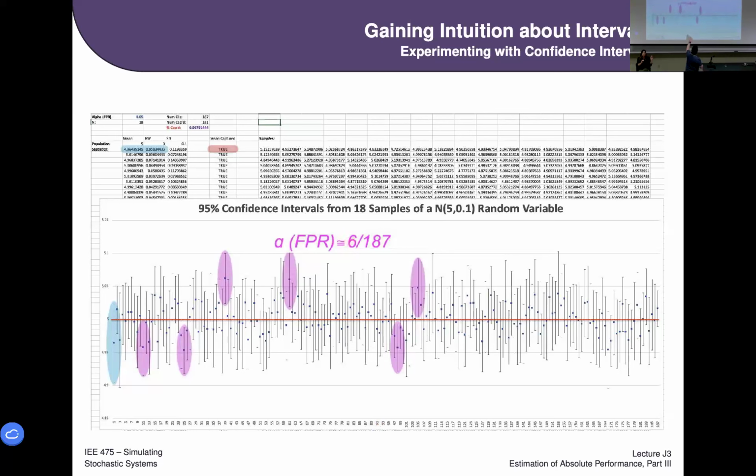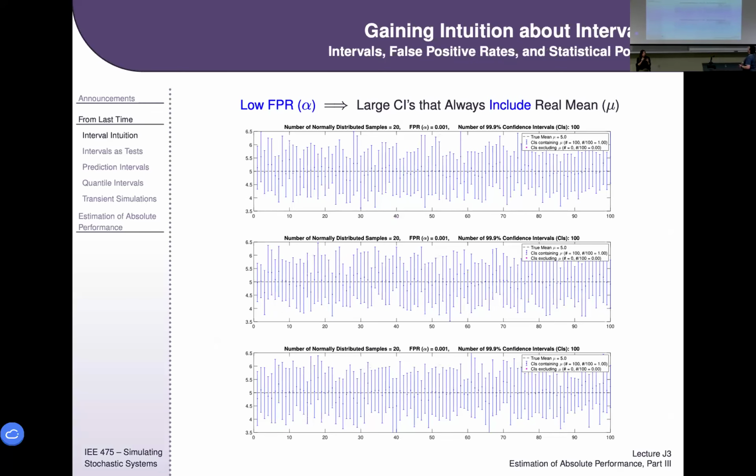5% of 200 is about 10. This is almost 200, so it's about 5%. So you're 95% confident that if you give a confidence interval to your stakeholder, it will be a good representation of the real mean. Okay, so let's see how that plays out here.